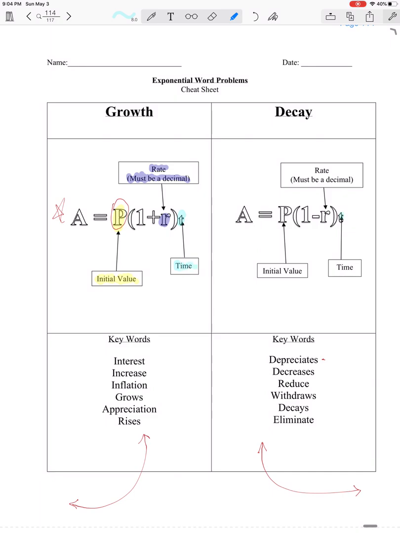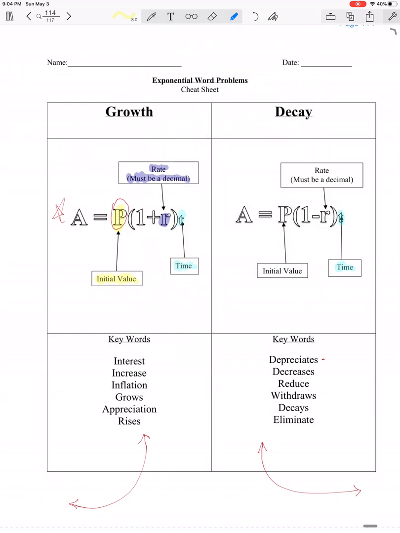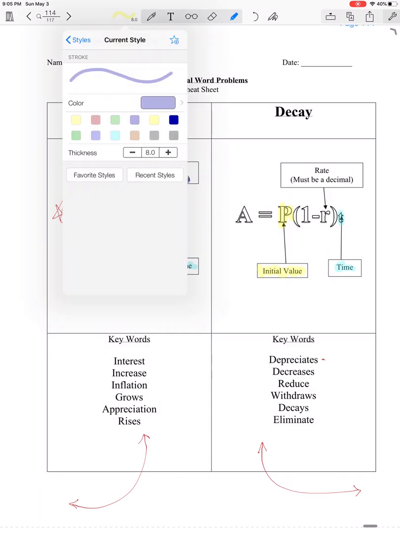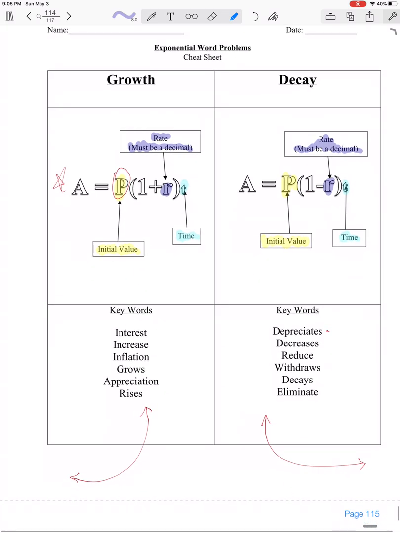Now those are going to be the same in the decay formula. The only difference is that you're going to see a minus instead of a plus. Because remember, when you're decaying, we're subtracting instead of adding. So I'm just going to highlight these so you can see what I'm talking about. So R again, this is the rate as a decimal. So there you have it. So now we have the growth, we have the decay, we know what each one means. So let's turn to some of these problems here.